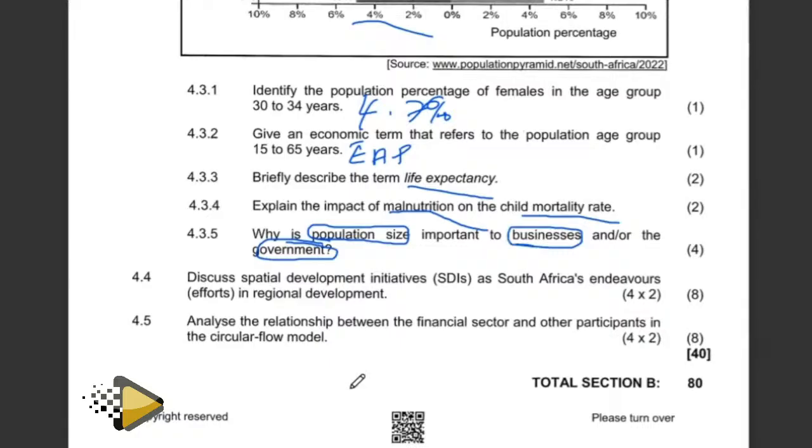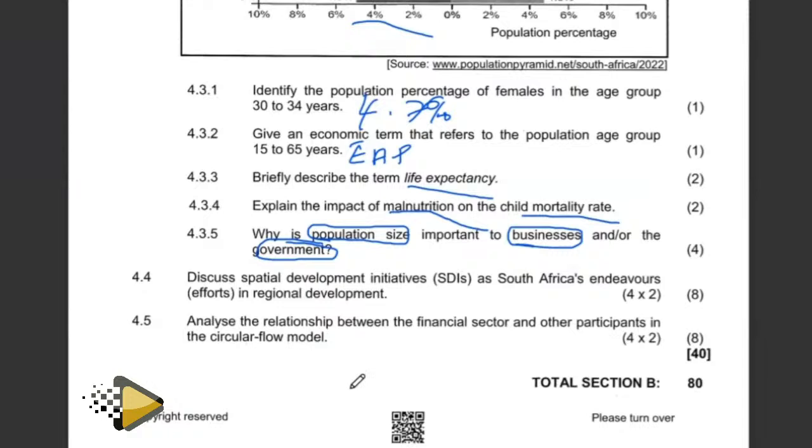Okay, the last question, but not the least: analyze the relationship between the financial sector and the participants in the circular flow model. In the circular flow model, we refer to the flow of production, the flow of income, as well as the flow of expenditure. When you talk of the financial sector, we refer to the money market as well as the capital market. If you still remember, under the money market, that's where short-term loans are traded, but under the capital market, that's where long-term loans are traded.